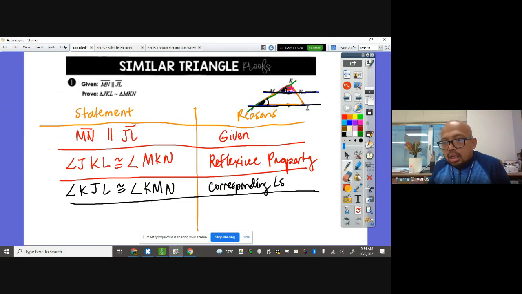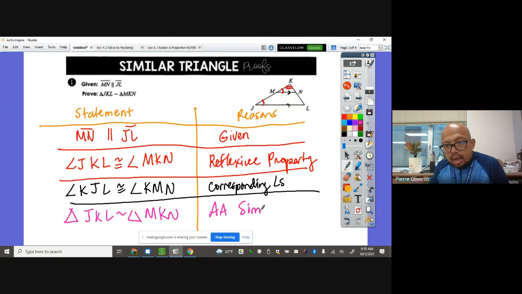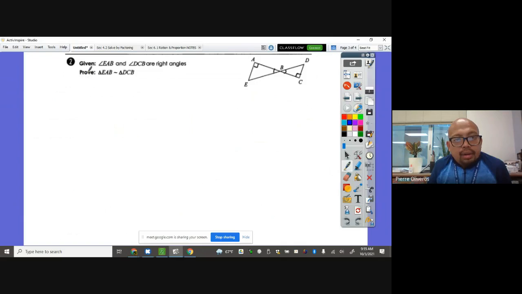So now you can see here, if I erase this portion so you can see better, we know that angle K is congruent and angle M and angle J are congruent. We can say now that the two triangles are similar, right? Triangle JKL is similar to triangle MKN using AA similarity.